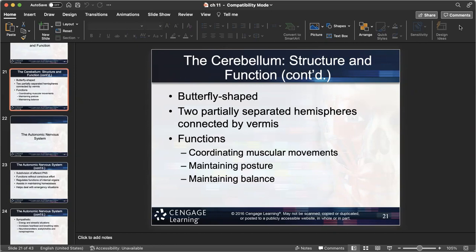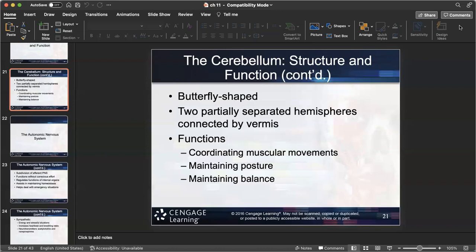And so the right cerebellum is helpful in controlling coordination in the left side of the body, and vice versa. The right side of the body is controlled by the left hemisphere of the cerebellum. The same applies to the hemispheres of the cerebrum.